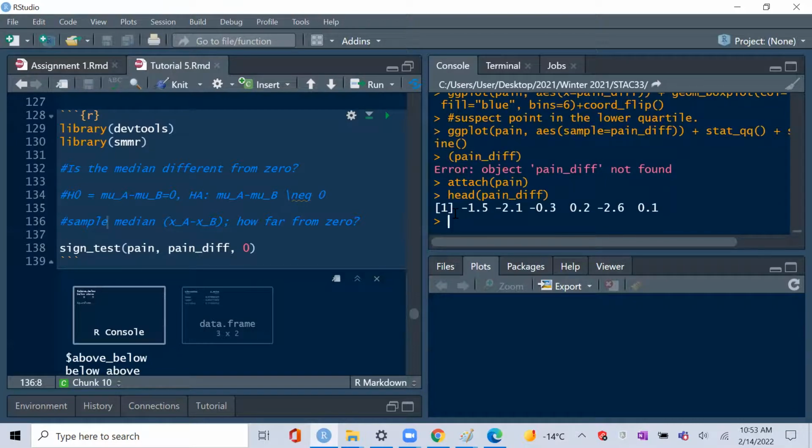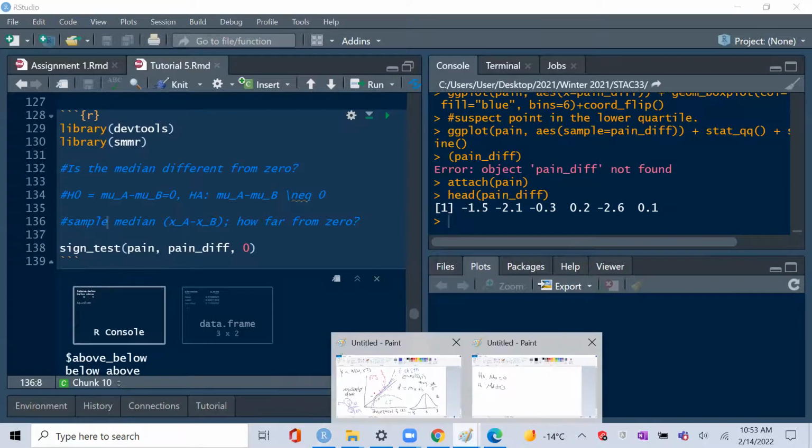It's not actually a mean, right? So it's saying, give the data frame, give the vector, and then is the median different from 0? If there is really no difference, you should expect half above 0 and half below 0 if there's no actual real difference in the pain, right? That's what you should expect if the median is actually 0.